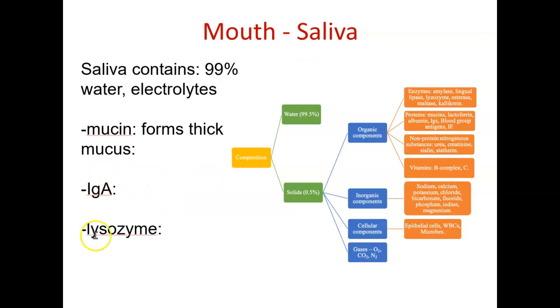It does have some protection. It has IgA, immunoglobulin A, and it has lysozyme. So these are things that help protect, right? They're part of our body's defense. There's a whole bunch of other things in here. We're not memorizing everything, but just know some of the components that you would see in saliva. It even has a little bit of bicarb to help buffer.